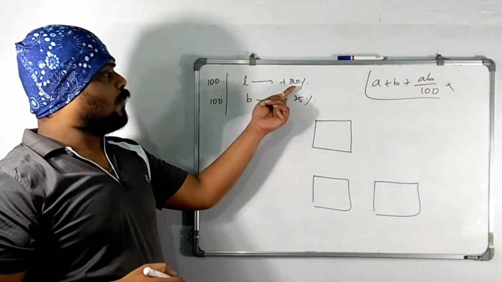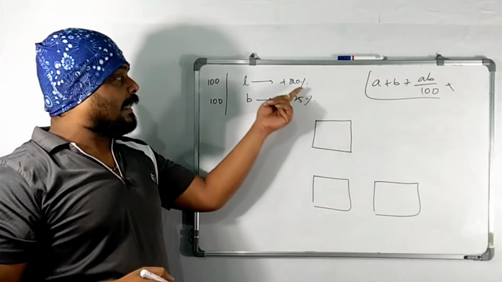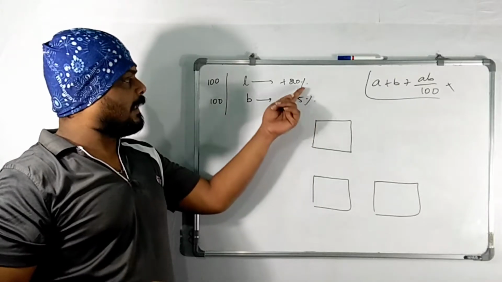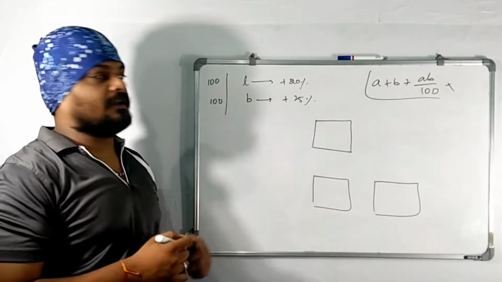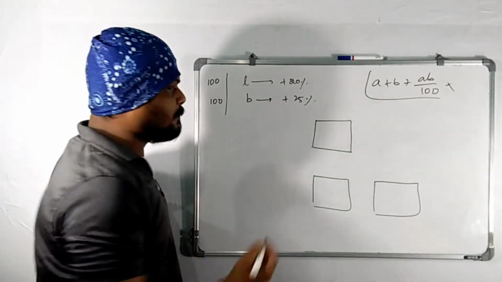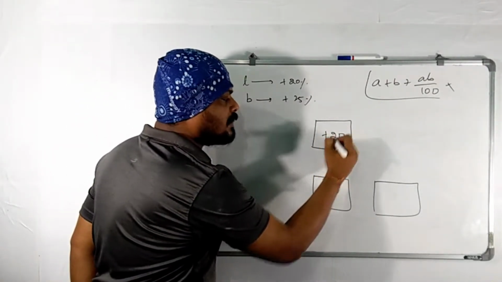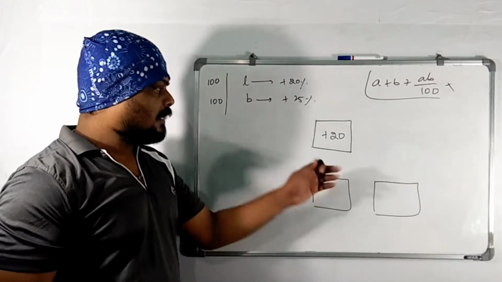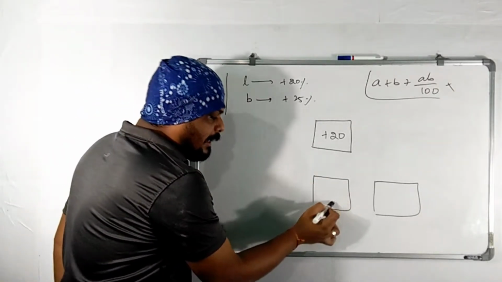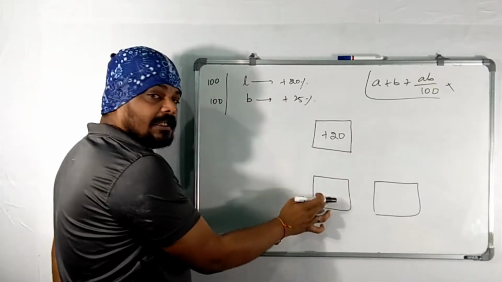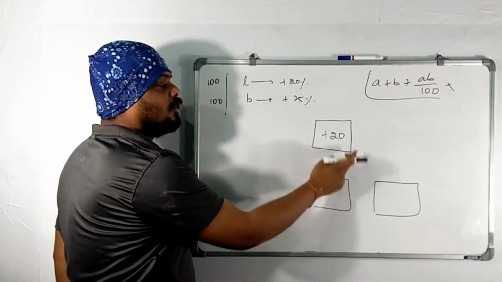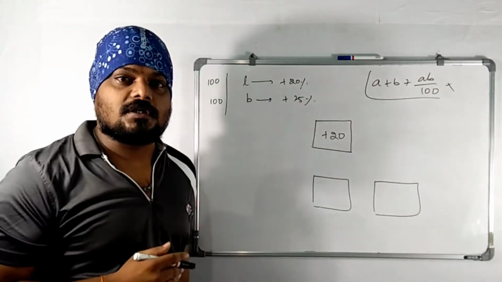In the first condition, it increases upon the previous value. In the first box, it directly increases upon the previous value. 20 percentage of 100 is plus 20 units. And then what happened in the next condition? Here it increases upon the previous value. Also it increases upon the increased value of the first condition.